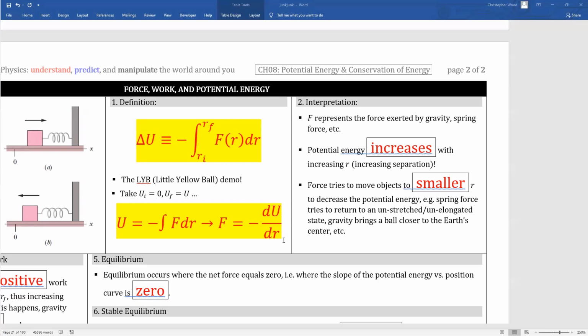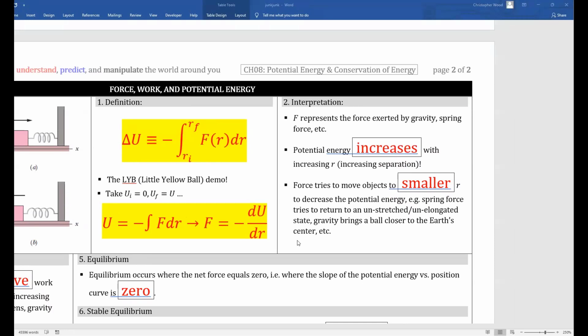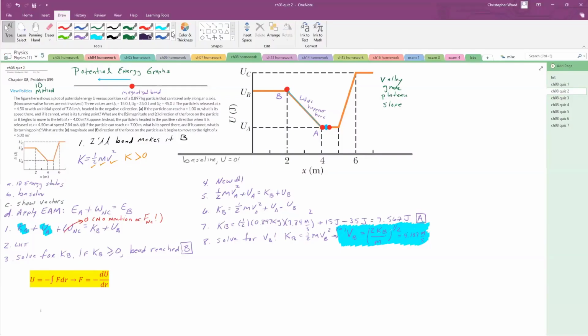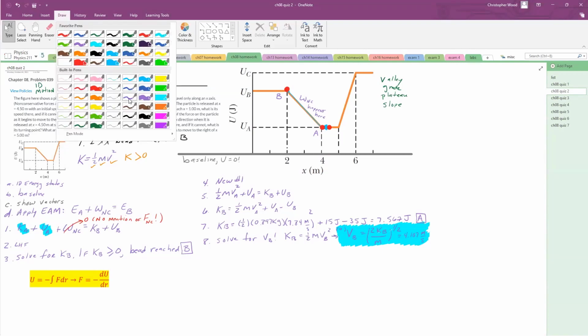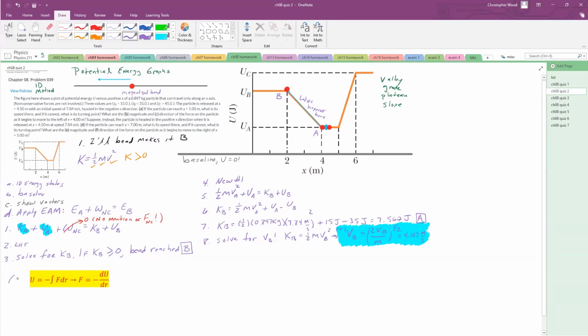And I'll call this step 9. So I'm getting started on part B. What is the direction of this force? Okay, so aha, this is an aha moment.